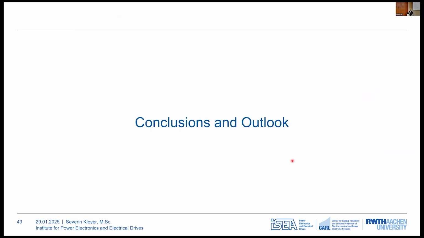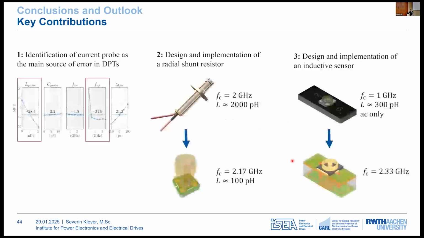This concludes the proof of concept, and now I would like to present a brief conclusion and provide an outlook for further research. This slide summarizes the key contributions of my work. The first point is the analysis of the measurement accuracy in double pulse tests, where the current probe was identified as the main source of error, especially for gallium nitride devices.